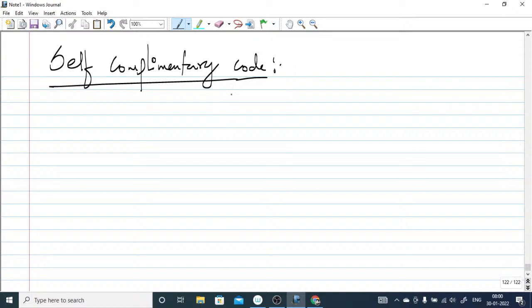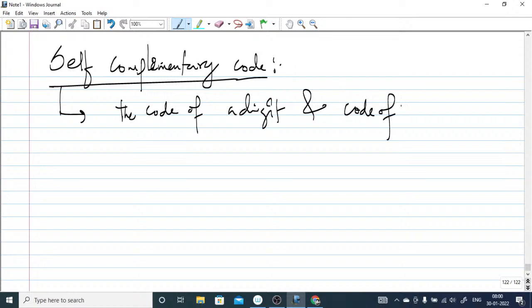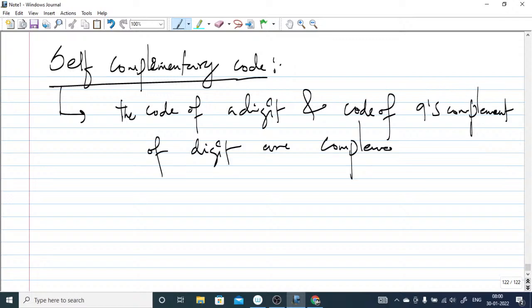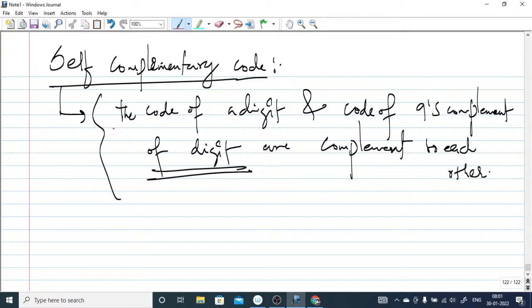So what is a self-complementary code? In these codes, the code of a digit and the code of the nines complement of that digit are complements of each other. This is the property of self-complementary codes. So this is the statement we have to see.